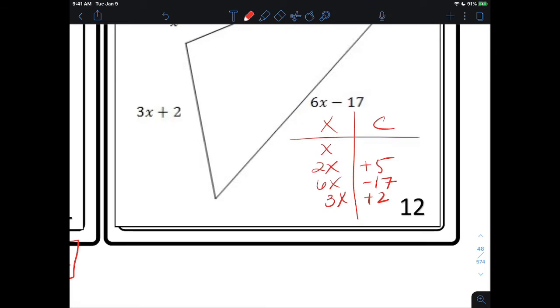All right, so let's see. 1 plus 2 plus 6 plus 3. So that's going to be 12x. And then over here, 5 minus 17 plus 2 minus 10. My perimeter is equal to 12x minus 10.